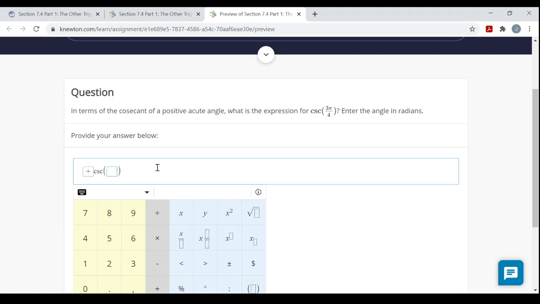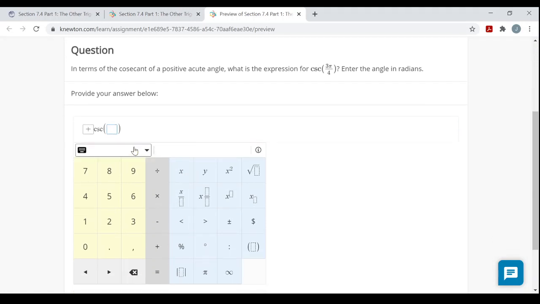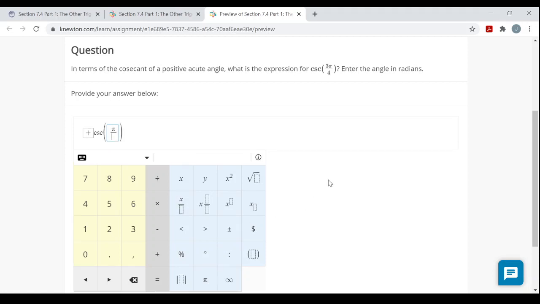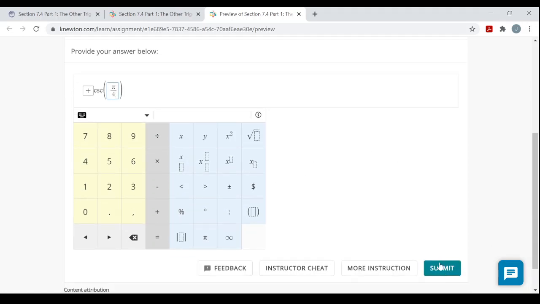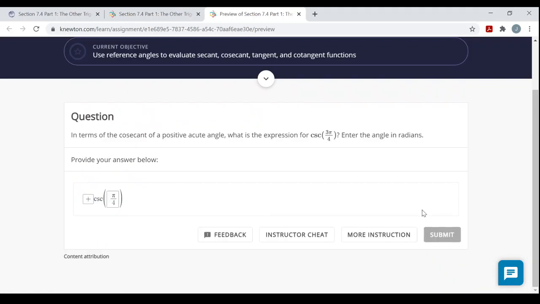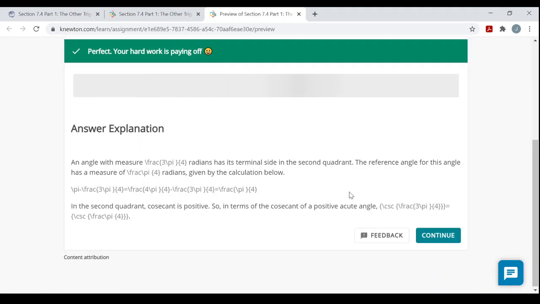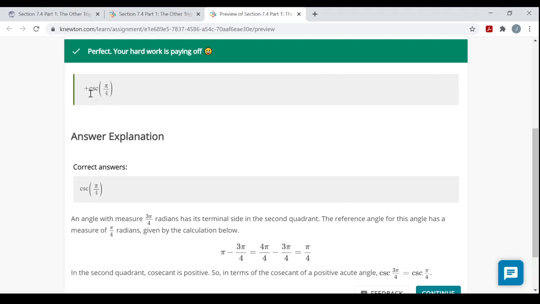Because usually you don't write a plus sign, right? If something's positive, usually you don't write anything. And then you have the reference angle, right? And here I want the reference angle for 3 pi over 4. That's pi over 4, pi divided by 4. I'll see if it takes the plus sign. Yes, it does. Again, the plus sign.